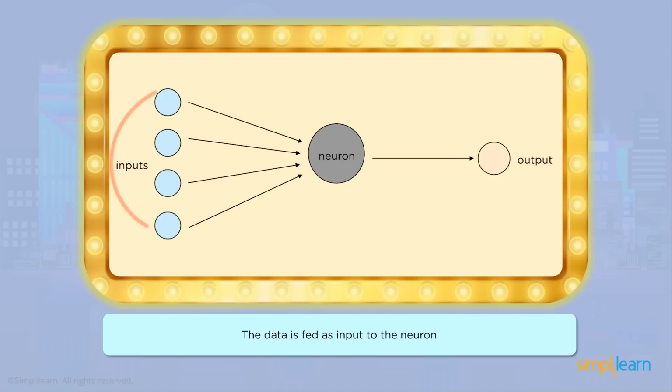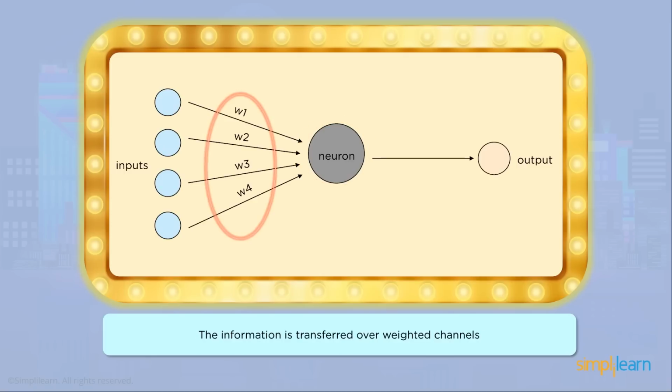So the data is fed as an input to the neuron. The neuron processes the information provided as an input. The information is transferred over weighted channels, and this is very central to our neural network. Each one of those pulses coming in gets a different weight. And the output is the final value predicted by the artificial neuron.